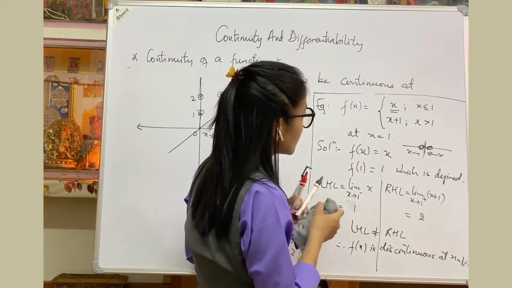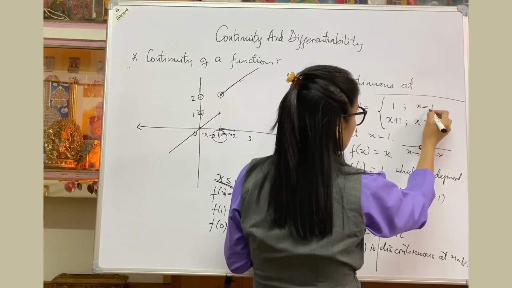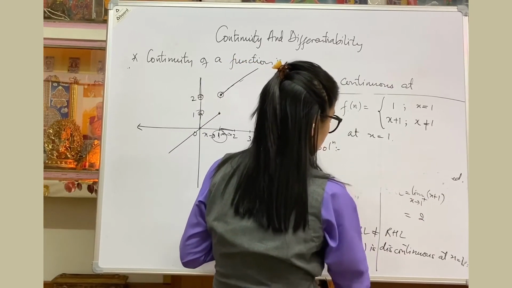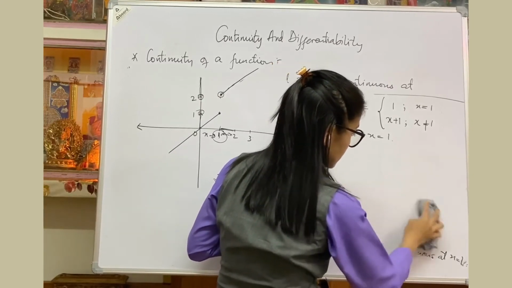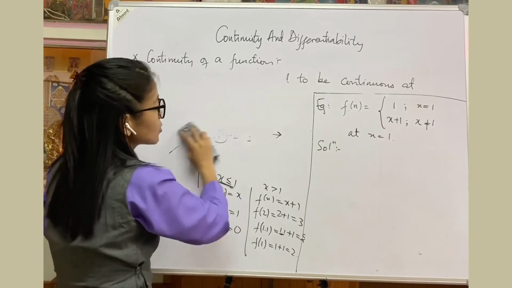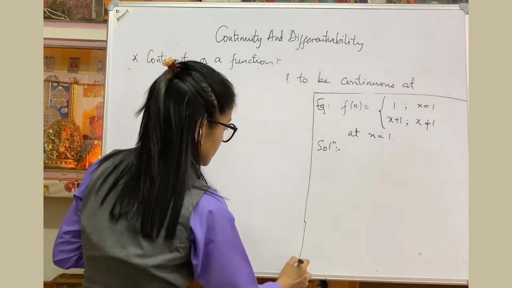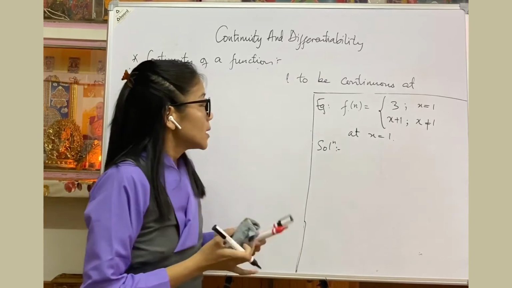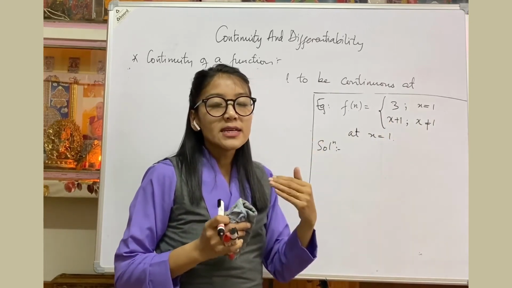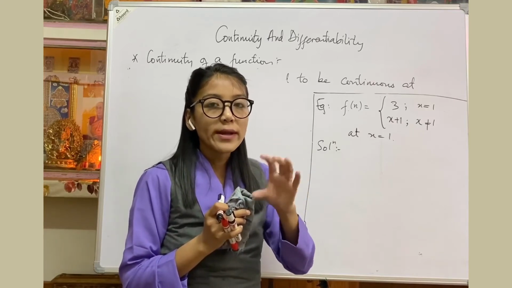So we will take one example. I'll just change here. Okay, now we will take this example. I'll slightly change the function. Okay, now this function f(x) is equal to 3 when x is equal to 1, and f(x) is equal to x plus 1 when x is not equal to 1. Now when I say that x is not equal to 1, then x can be greater than 1, x can be less than 1, but it is not equal to 1. So only 1 is to be excluded, right?